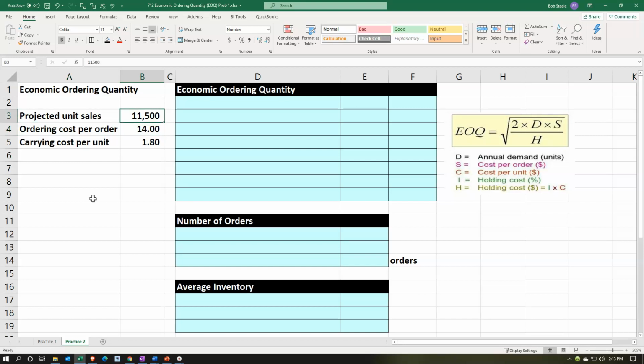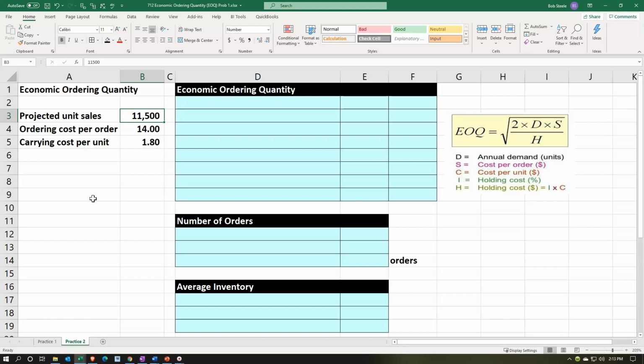So if I was to order the whole 11,500 units one time with one order, it would only cost me $14. If I divide it by 2 and have 2 orders for the entire year, it would cost me $28, and so on and so forth. To optimize this number, we can then order the entire 11,500 units we need for the entire year one time, one giant bulk order. That would be great.